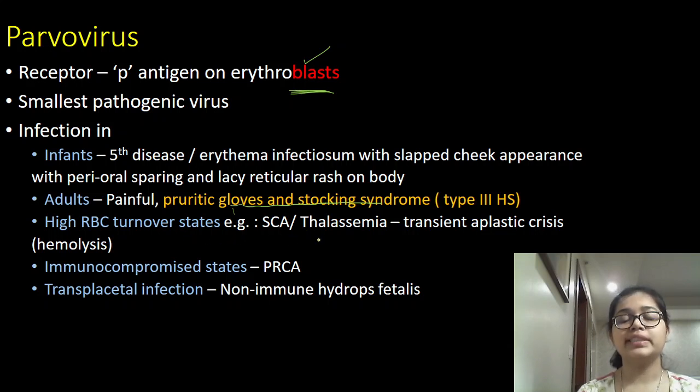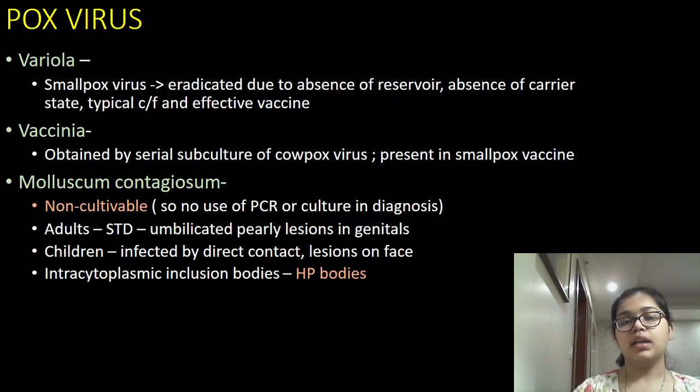Molluscum contagiosum is non-cultivable. In adults, it produces polyumbilicated lesions in the genitals. In children, it produces similar lesions on the face. The intracytoplasmic inclusion bodies are known as Henderson-Paterson bodies. These are the typical polyumbilicated lesions seen in infection with molluscum contagiosum.